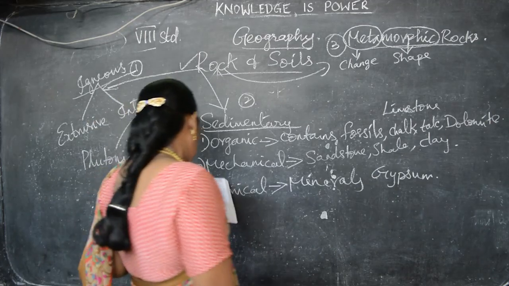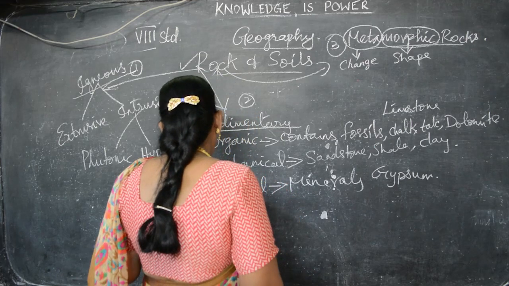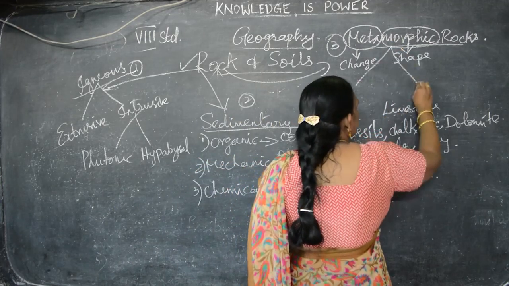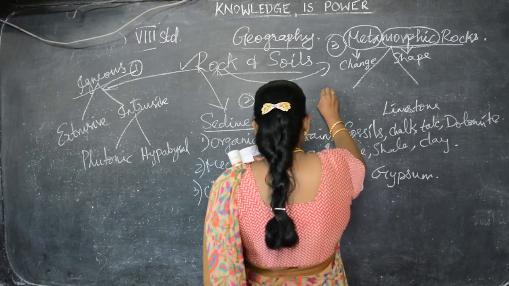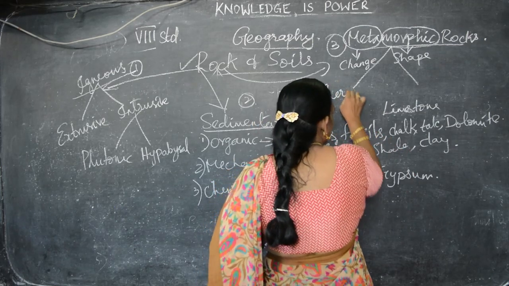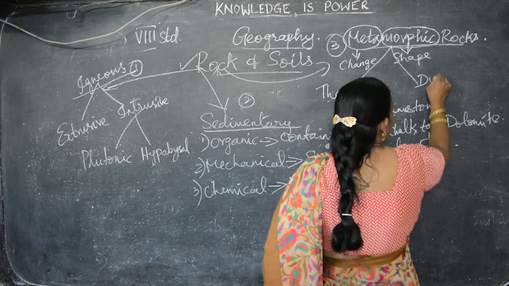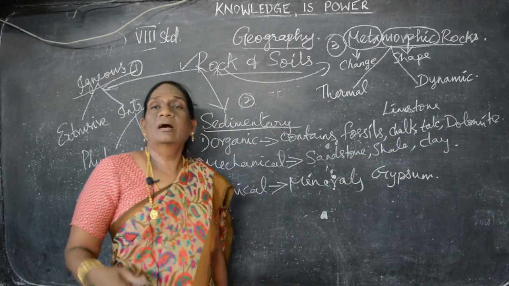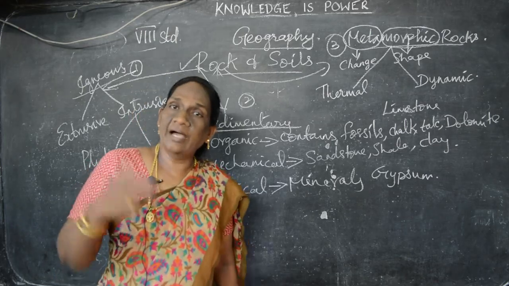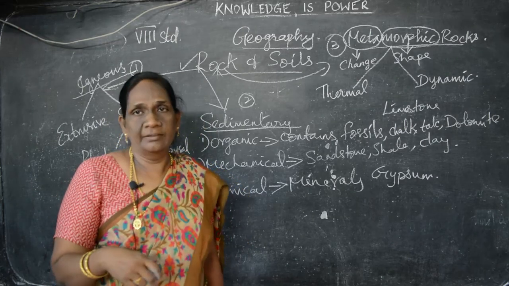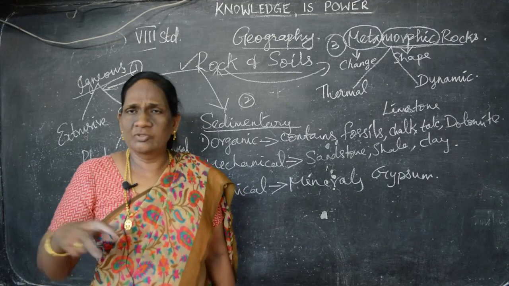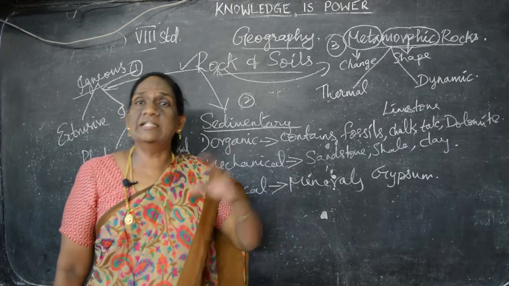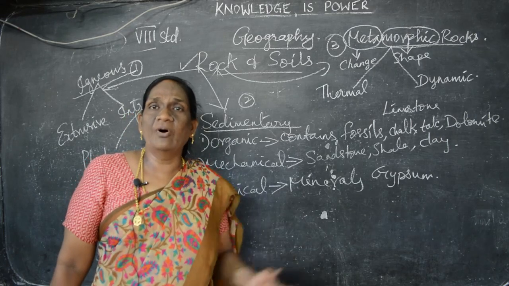Okay. Now, what are the metamorphic rocks? There are two types of metamorphic rocks: thermal metamorphic and dynamic. Here, because of rainfall, high pressure, high temperature, cooling of the air, the atmosphere, all these together changed the igneous rocks and sedimentary rocks and changed the shape of the rocks.